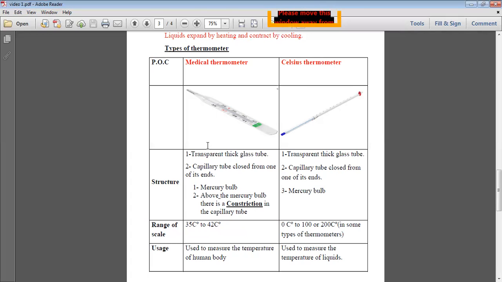What is the scale for the medical? The scale is from 35 to 42, while the Celsius is from 0 to 100 or 200 and some other types of thermometers. The usage: we use the medical thermometer to measure the human body, while we use the Celsius thermometer to measure the temperature of liquids.